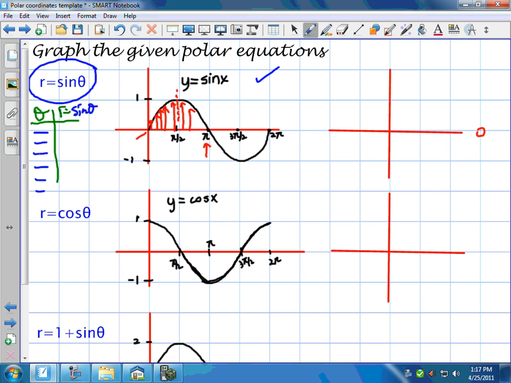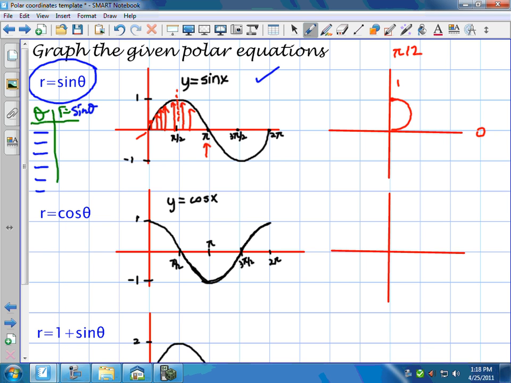Now remember, this is theta equals 0. This is theta equals pi over 2. So going from there to there slowly, they should be increasing, and you want to end up at 1. This is the point 1. Technically, you would be plotting these points one at a time.